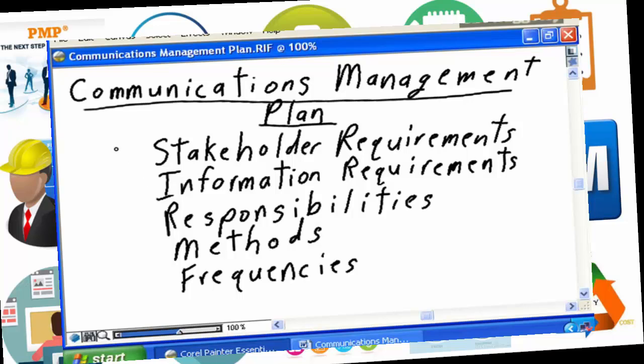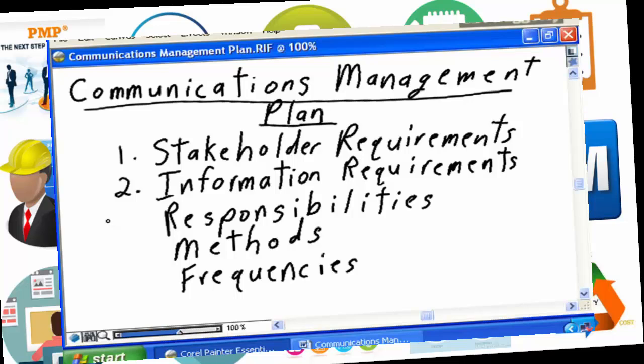Obviously, one of the key components to the communications management plan is going to be the definition of the stakeholders and the stakeholder requirements, the identification of all of the stakeholders, the project team, the sponsor, the senior management, others in the organization who care about your project, and the identification of their specific information requirements. What type of information do they require?